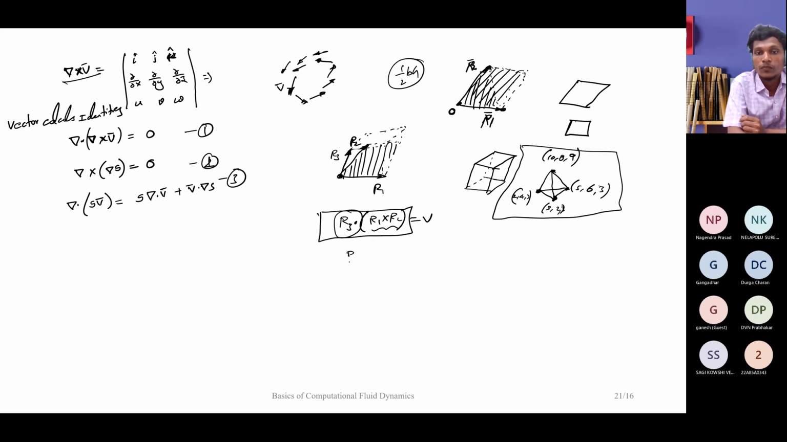This will give you a parallelepiped, or you can also make it a tetrahedron. You can also identify the volume of a tetrahedral shape. First you get the area of the shape from these two, and then if you multiply with the third coordinate, you will get the volume. Numerically, how we do these steps can be better understood by solving some problems.